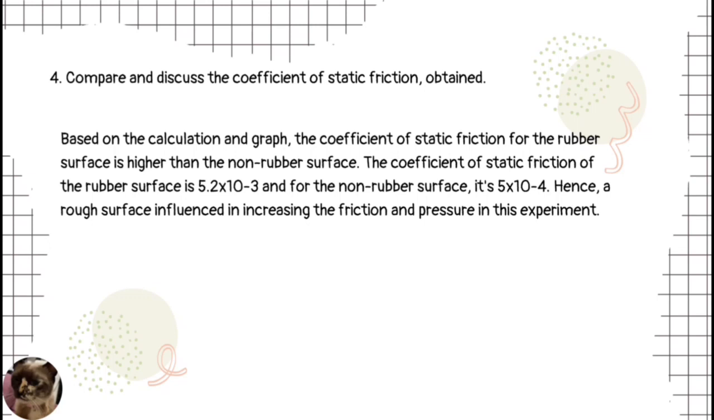Based on the calculation and graph, the coefficient of static friction for the rubber surface is higher than the non-rubber surface. The coefficient of static friction of the rubber surface is 5.2 × 10^-3, and for the non-rubber surface is 5 × 10^-4. Hence, a rough surface influences in increasing the friction in this experiment.